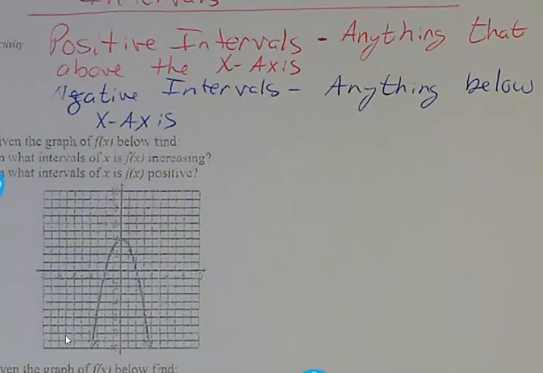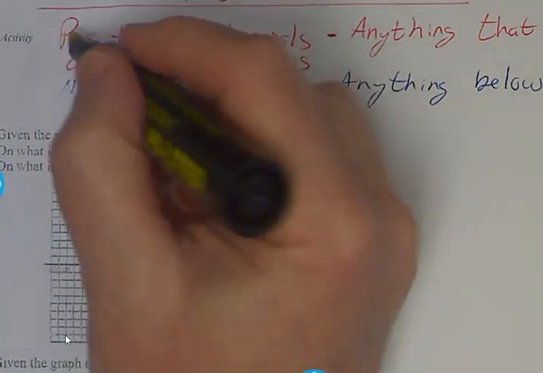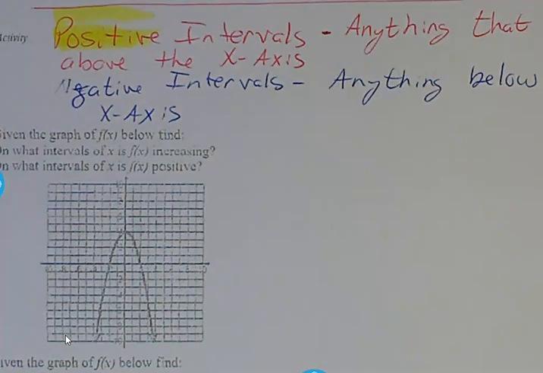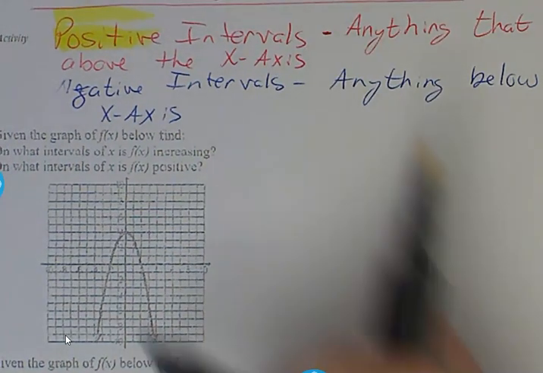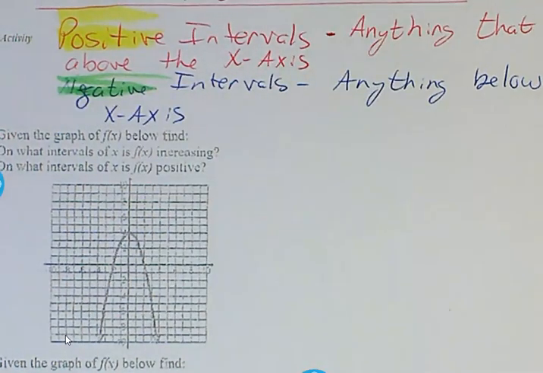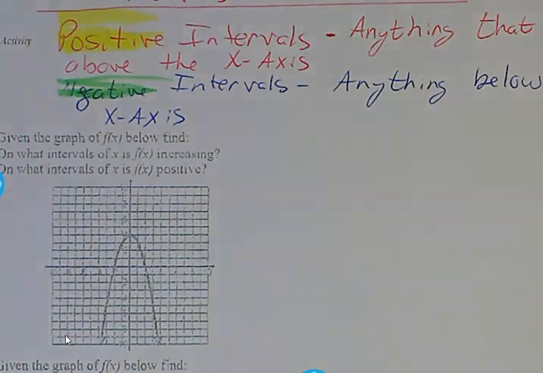Okay, so what we're going to do with this one is, again, just color code it to make things a little bit easier. Anything that's positive, we're going to make it yellow. Anything negative, we're going to make it green. Same as yesterday, this one hopefully should be pretty easy.